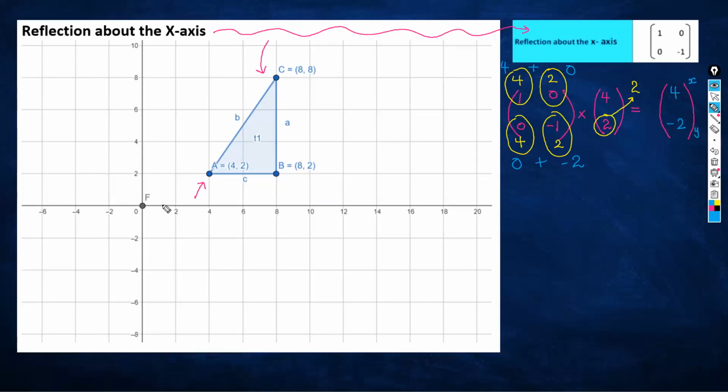So let's plot that. 4, minus 2. Make sure and put the values in the exam. You have to put the values next to the pointer, right?